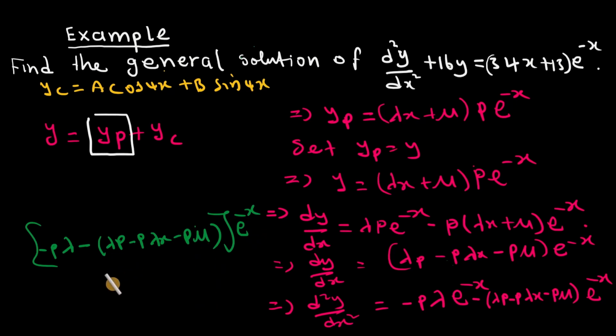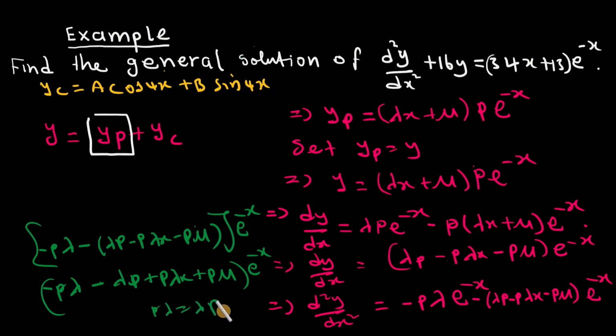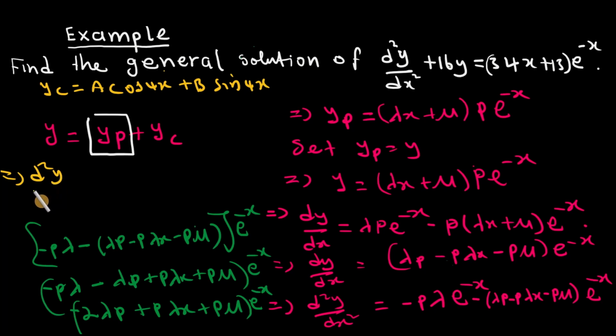This one can still be expanded as negative p lambda minus lambda p plus p lambda x plus p mu, all into e to the minus x. P lambda is the same as lambda p, so minus p lambda minus lambda p is the same as minus 2 lambda p plus p lambda x plus p mu all into e to the minus x. So it means the second derivative, d squared y by dx squared, can still be simplified to this, that is minus 2 lambda p plus p lambda x plus p times mu into e to the minus x.